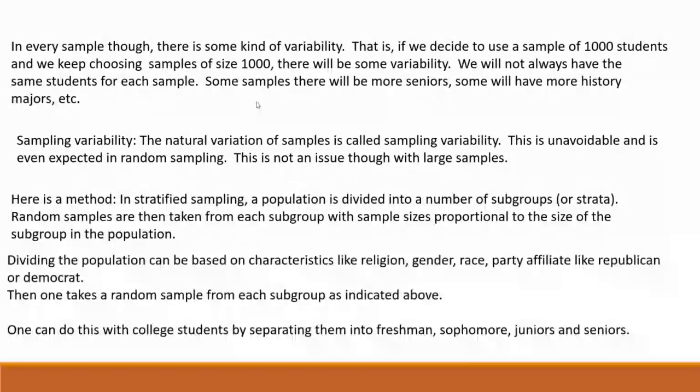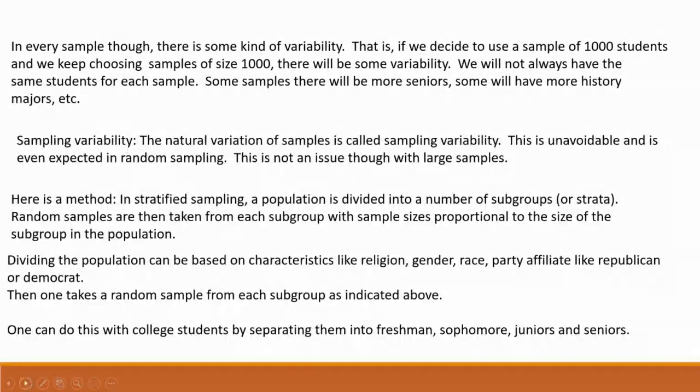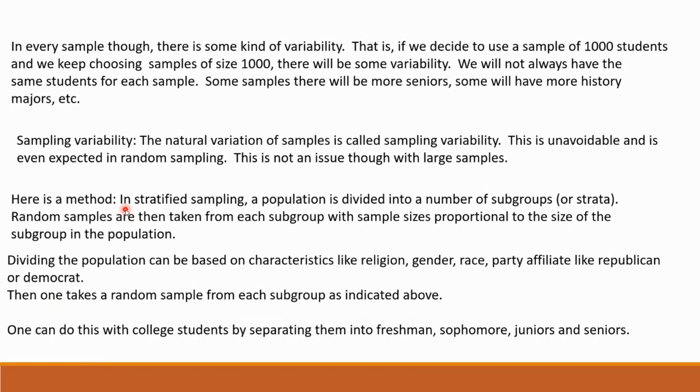I just had to check something with the slides. Okay, so in every sample, though, there's going to be some variation. If you decide to get a sample of 1,000 students, and you keep forming samples of 1,000 students, there is going to be variation. Some samples might have more science majors. Some samples might have more seniors than freshmen, or the other way around. That's understood, though. That is expected. Unless you're getting the same exact sample every time, which you don't want to do, there is going to be some variation.